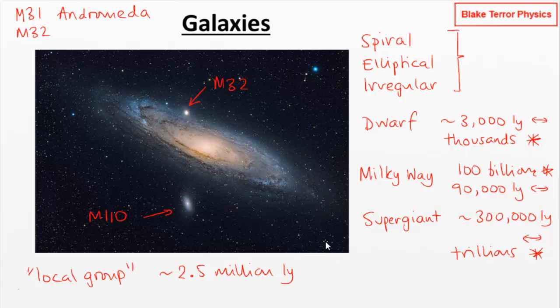And then that local group is part of a supercluster, which, in our case, for the Milky Way and the local group, is the Virgo supercluster.